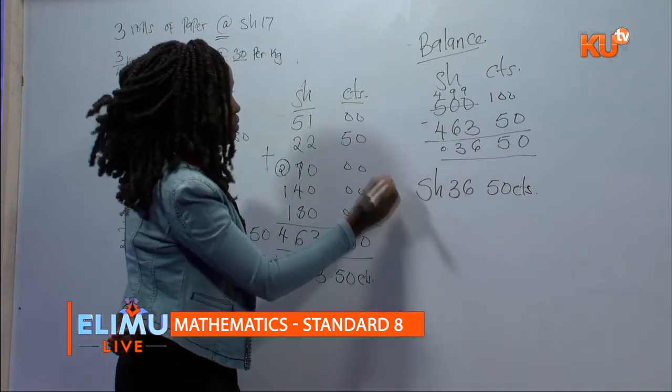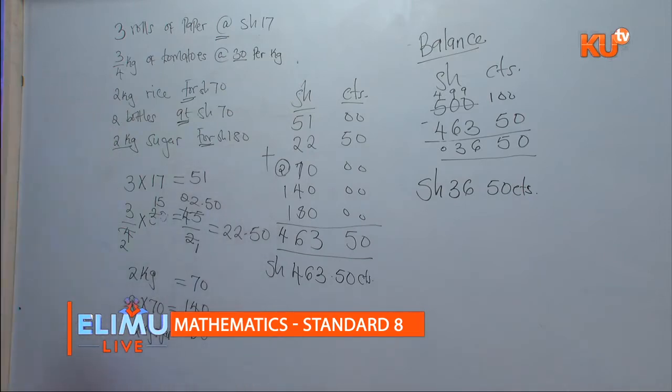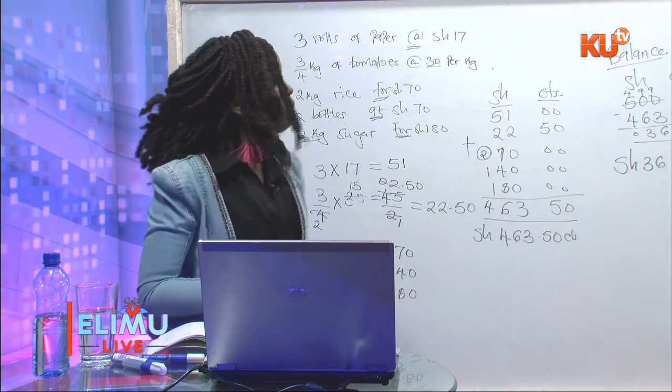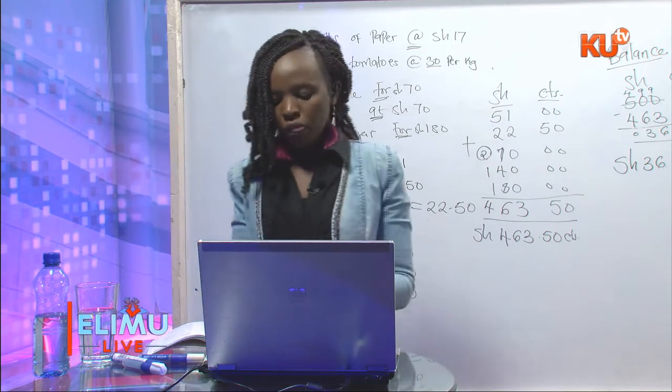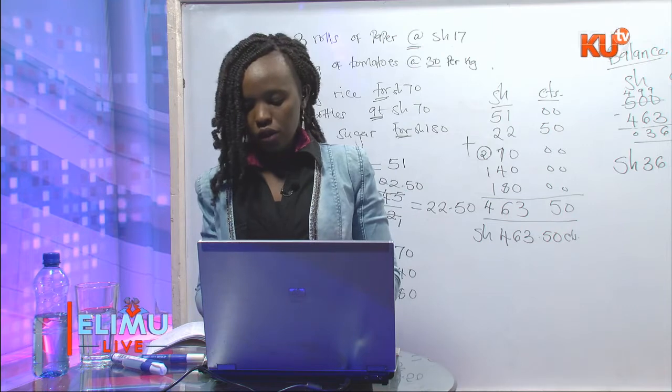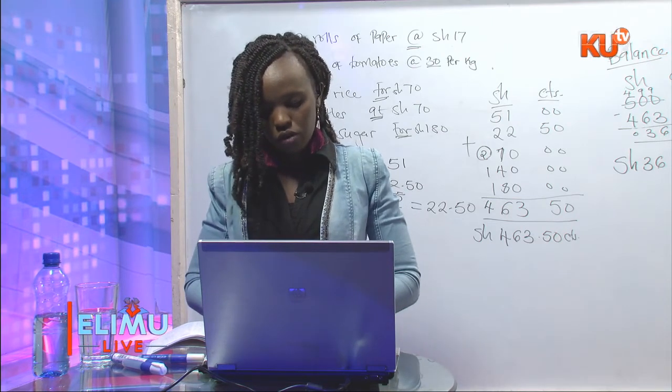So that was the balance that person got. That is, Jerry got a balance of 36 shillings and 50 cents. Now, with that, we are going to look at some of the KCPE questions.